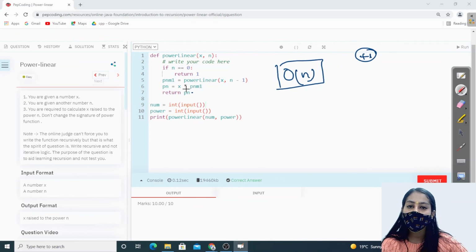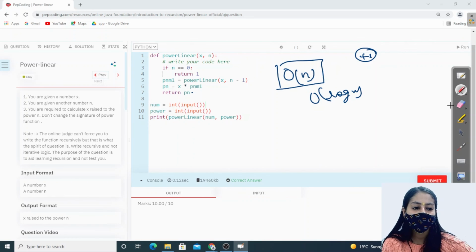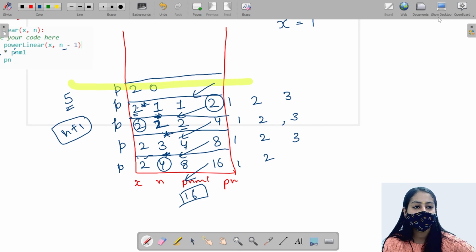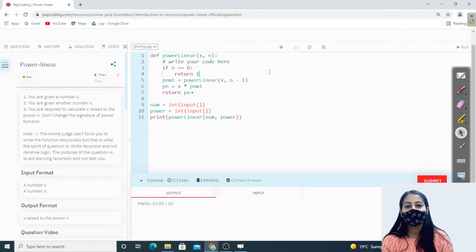Now we can also execute this function in Big O of log n. How can we do this? Think about it. We'll discuss this concept in the next video, right? So I hope you understand how to find the power of a number using recursion, right?